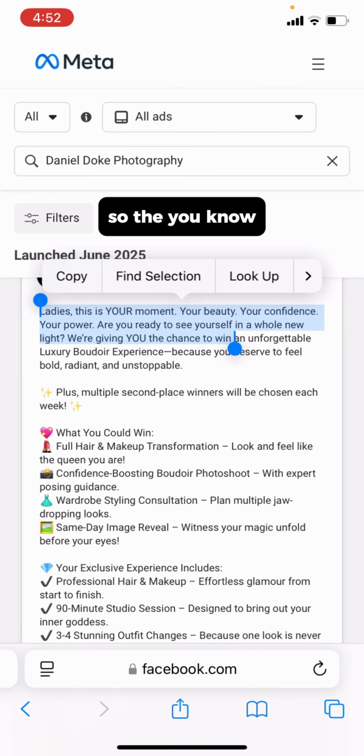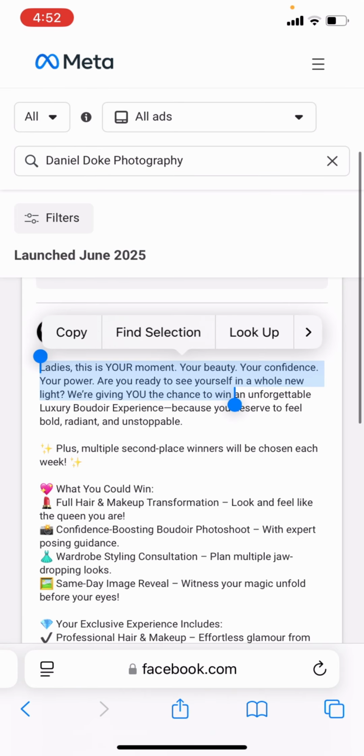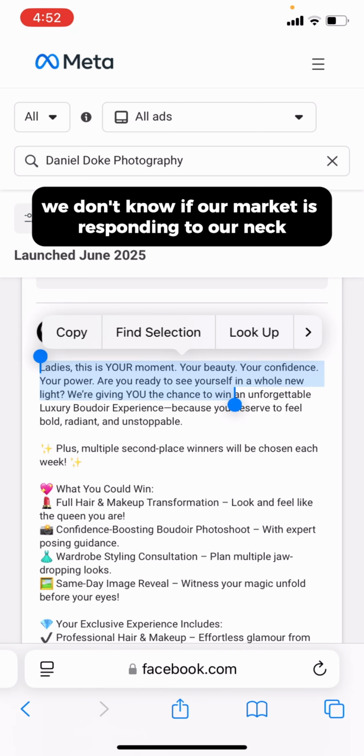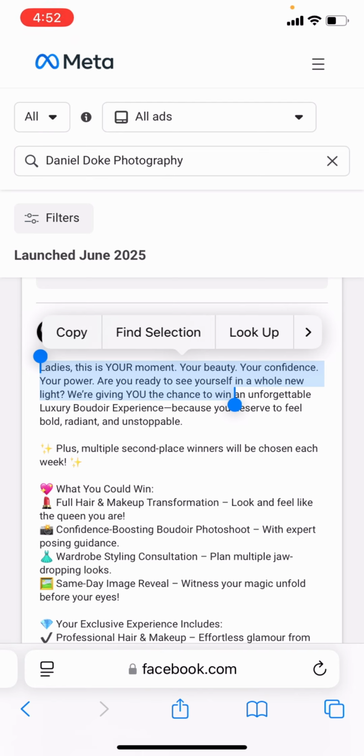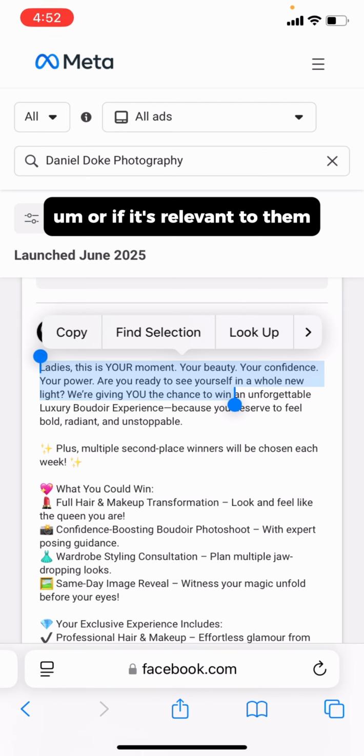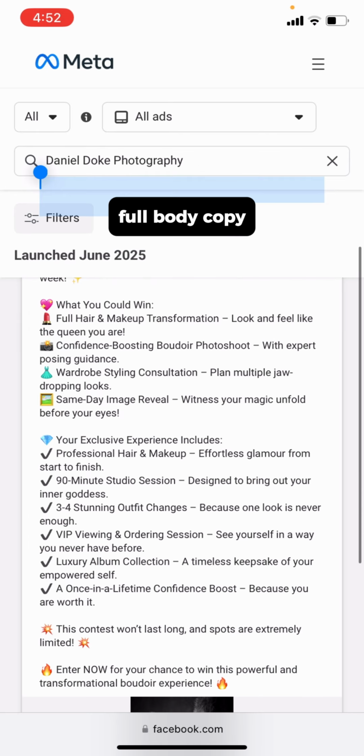Yeah, so we're missing it here. So we're not being specific. We're not calling in specific women. We don't know if our market is responding to the negative that we're talking about, or if it's relevant to them. So lower probability women actually click see more and actually read the full body copy.